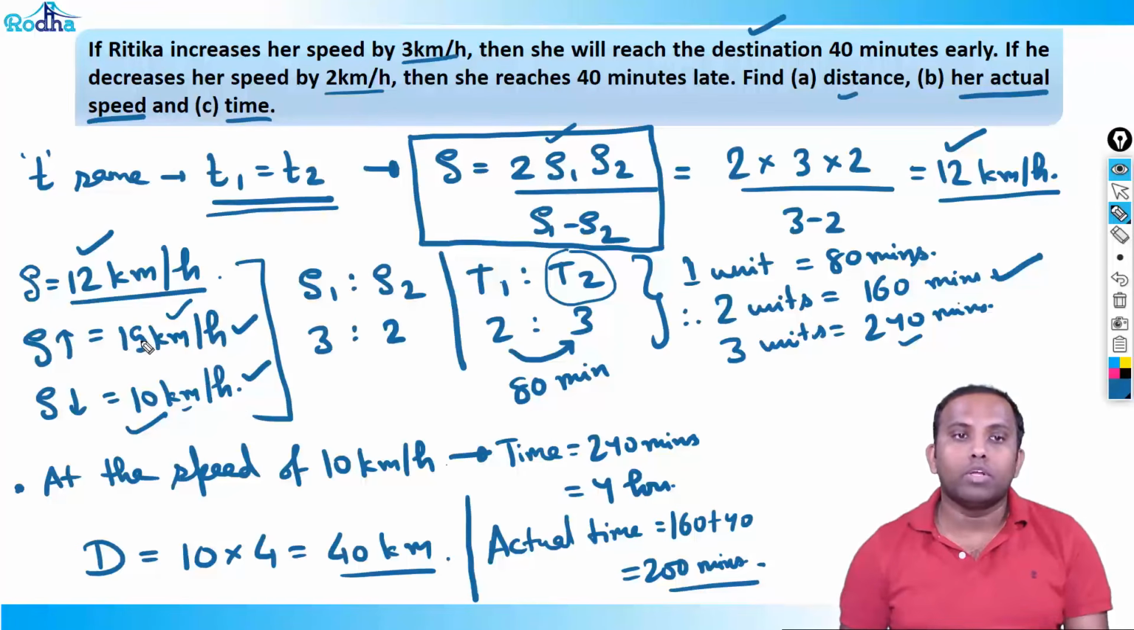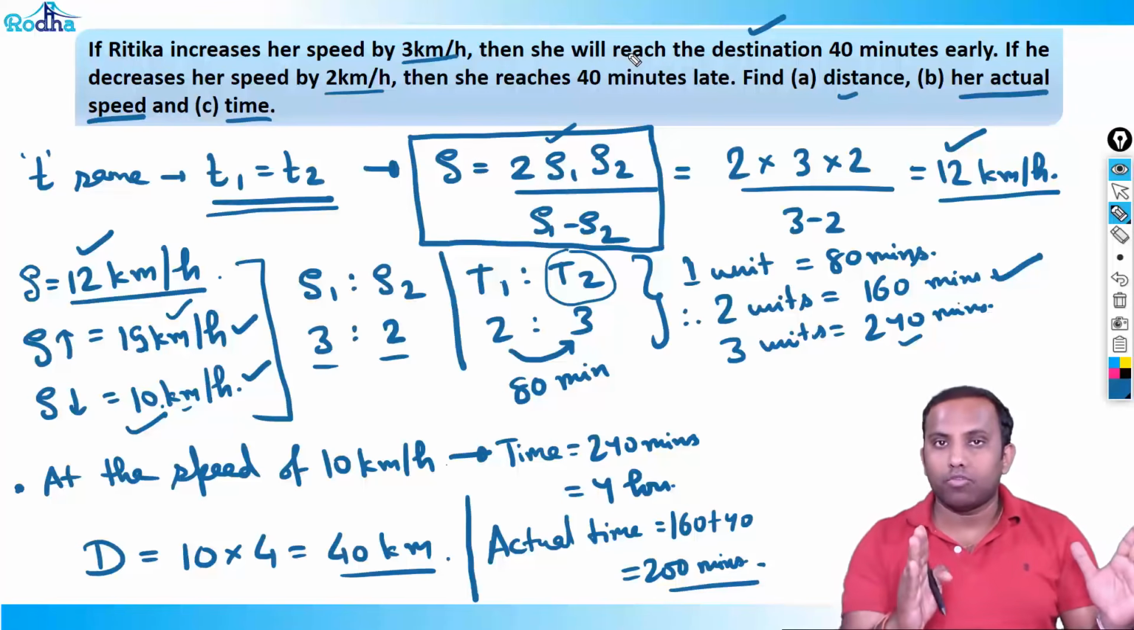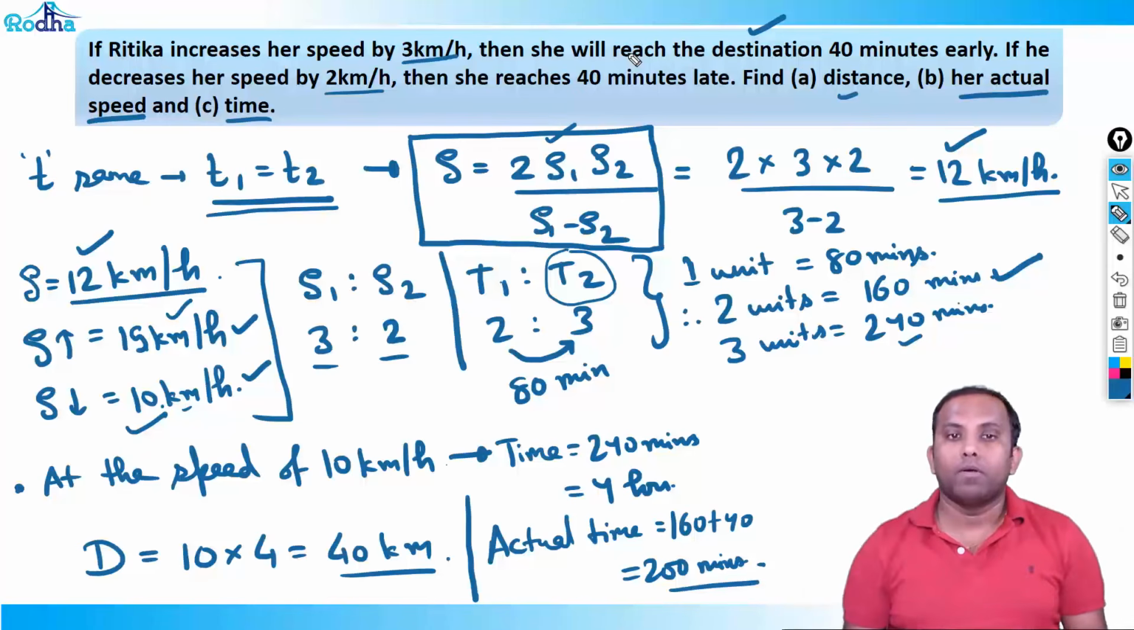So the ratio of speeds in the two cases is 15 is to 10, that is 3 is to 2. Since distance is constant, speed is inversely proportional to time. So the time ratio is 2 is to 3. In the first case, time taken is 2 units. In the second case, time taken is 3 units. The difference of those two times is 80 minutes, because in the first case it is 40 minutes early from the actual time, and in the second case 40 minutes late. So 40 plus 40, 80 minutes. That means T1 is 160 and T2 is 240.